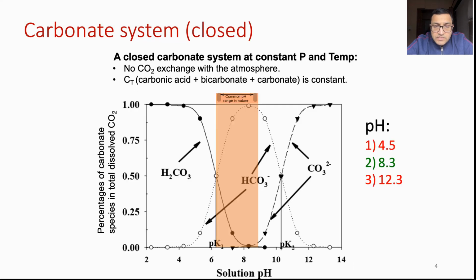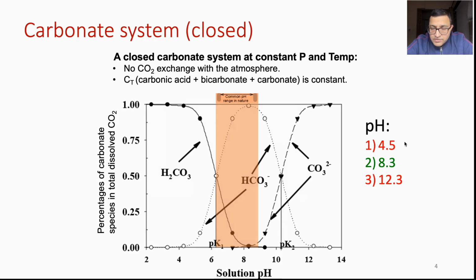So what happens when this system, if you imagine these different ions, the carbonate, bicarbonate, and carbonic acid, in a closed system, that means the total carbonate is the same. They can just transform from one form to another. So if you look at this plot, the x-axis is pH and the y-axis is the percentage of one of these species in the total dissolved carbonate system. It's interesting to note how these different components predominate at different pH ranges.